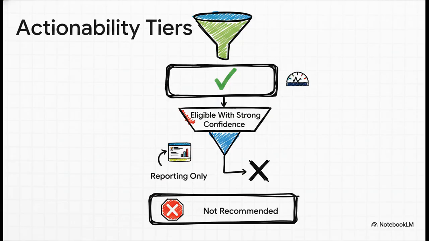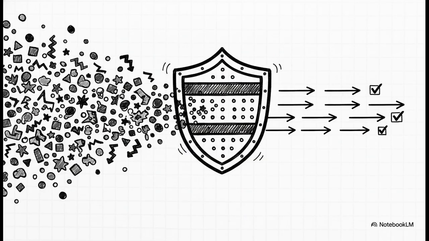It gives you clear rules. A signal might be eligible for broad use, no problem. Another might be eligible with strong confidence only, meaning you need to be really sure before you act on it. And critically, some signals are flagged as reporting only. This means you can use them for analytics to get insights, but you absolutely should not be using them for direct targeting. This built-in filtering, this logic, it's the safety layer. It's what makes this whole framework something you can actually use in the real world responsibly. It's what makes it truly operational.